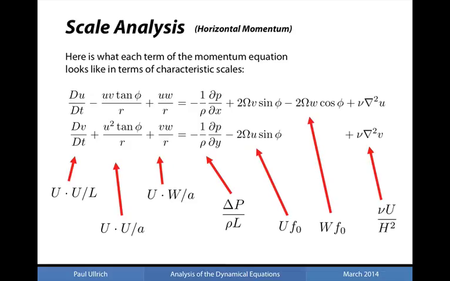And finally, we have our viscous term, which looks like the kinematic viscosity times the horizontal velocity u divided by h squared. The reason why it's h squared is because this viscous term has contributions from both horizontal derivatives, that is d squared dx squared, and vertical derivatives, d squared dz squared. But you'll notice that since L is much larger than h, that means that 1 over L squared is going to be much smaller than 1 over h squared, and so the dominant behavior for the viscous term will be given by 1 over h squared.